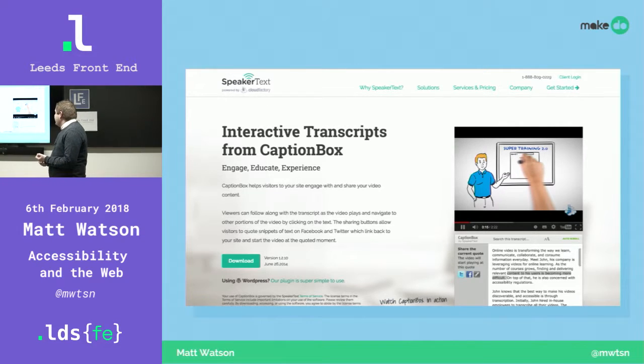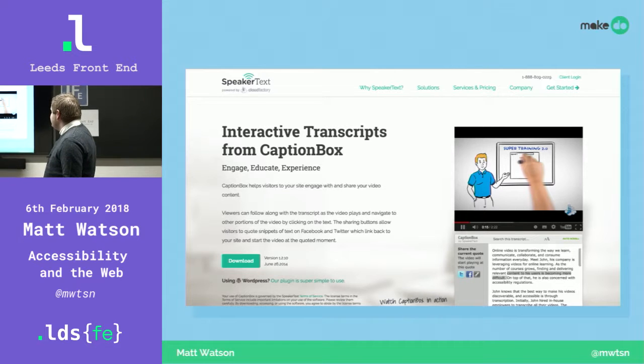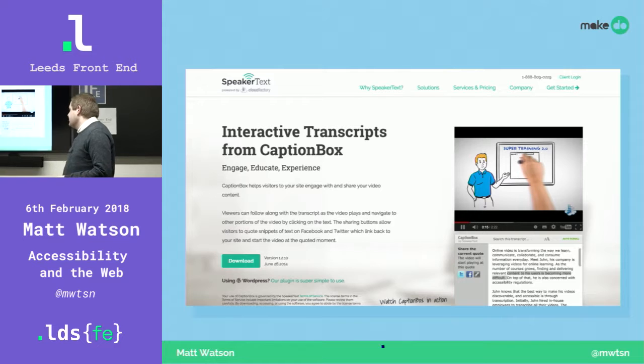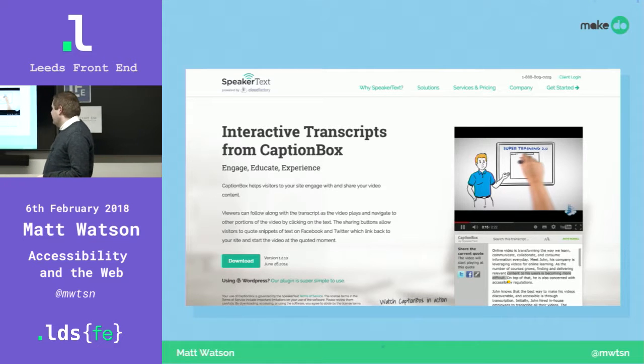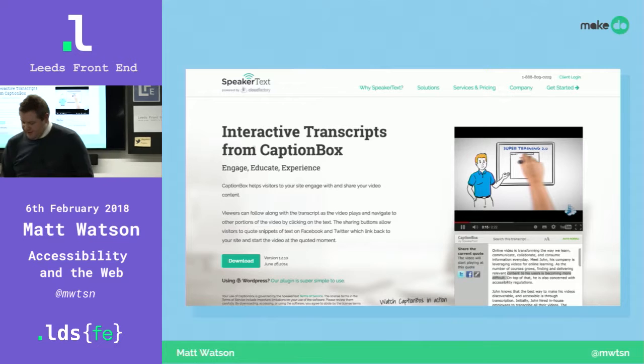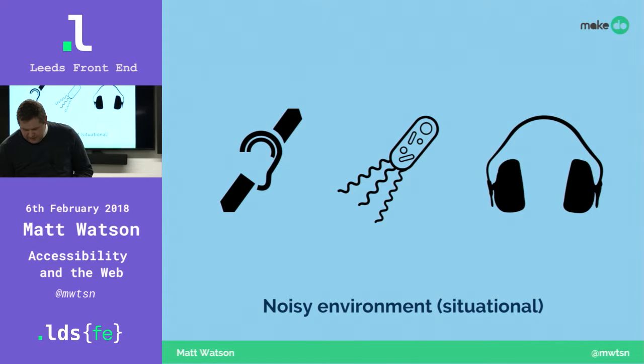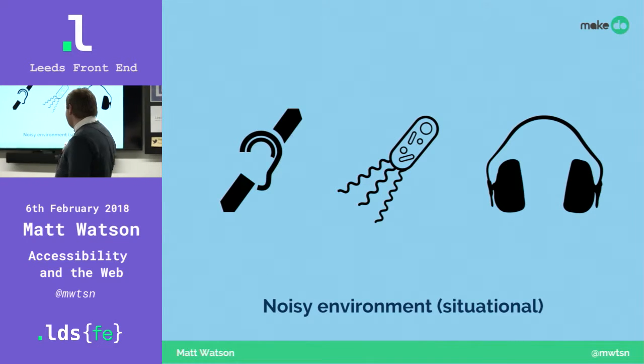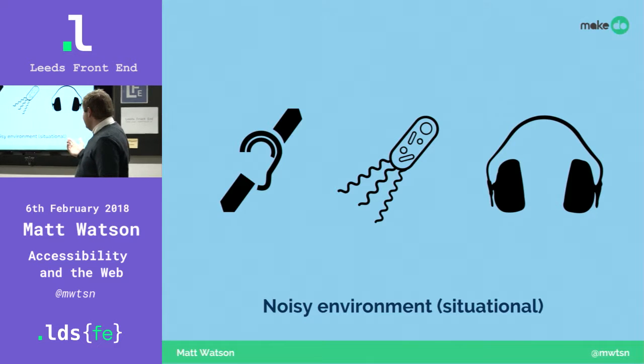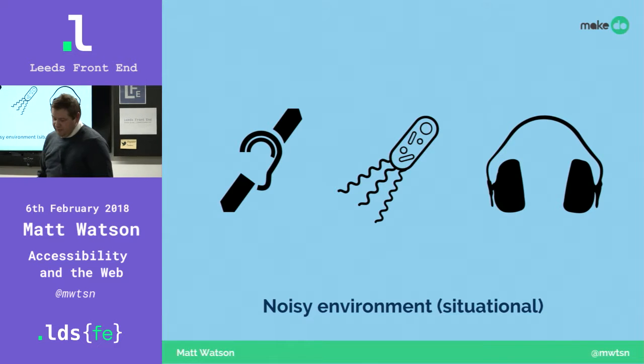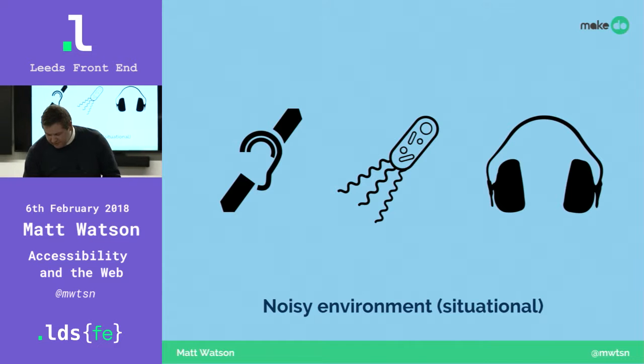If you've got a video on your website, then you can use certain tools. Here's one that creates interactive transcripts. So as your video is playing, it starts highlighting the line that's being spoken. So there are different tools available for things like that. And we talked about a noisy environment, which is a situational problem when you're listening to audio.